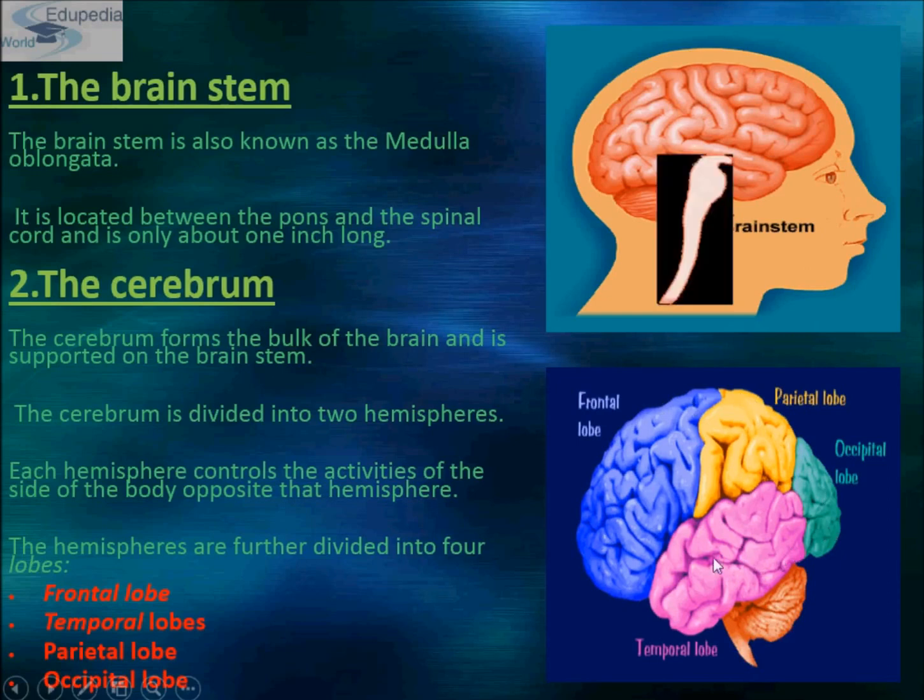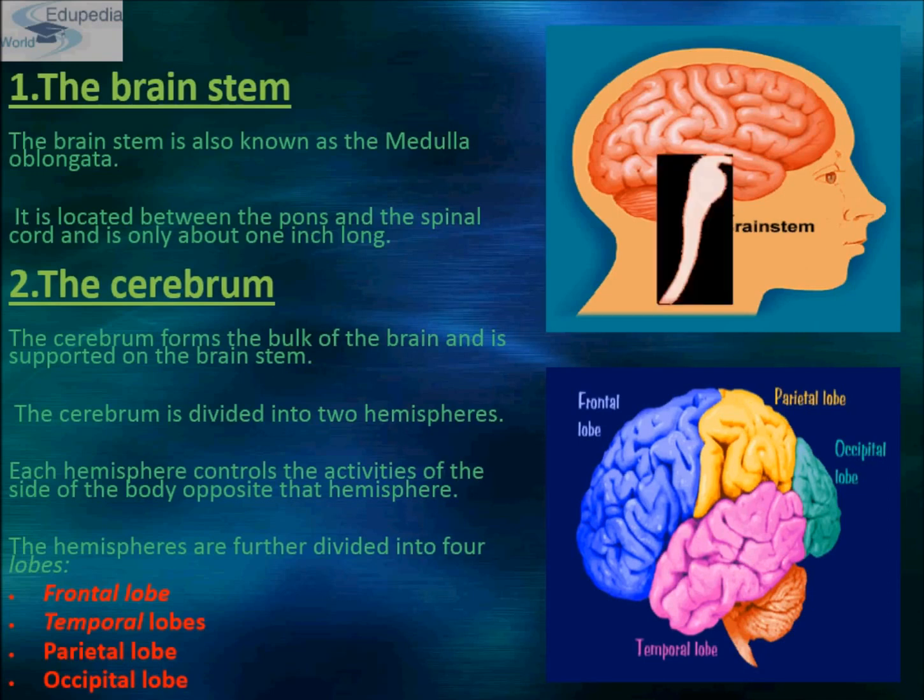The cerebrum is divided into two hemispheres, left hemisphere and right hemisphere, and each hemisphere controls the activity of the side of the body opposite that hemisphere. That means the left hemisphere of the brain controls the right part of the body, and the right hemisphere of the brain controls the left part of the body.